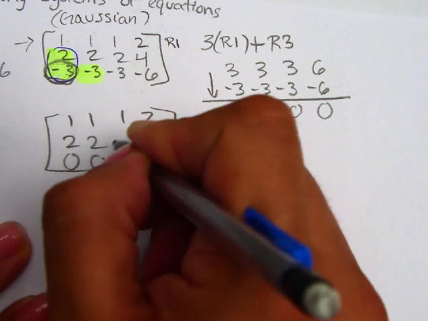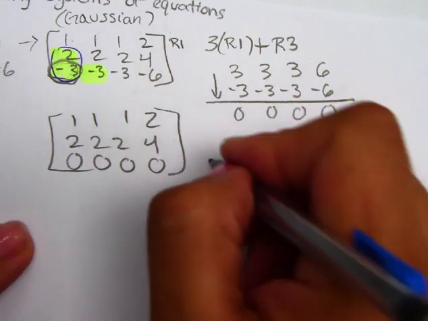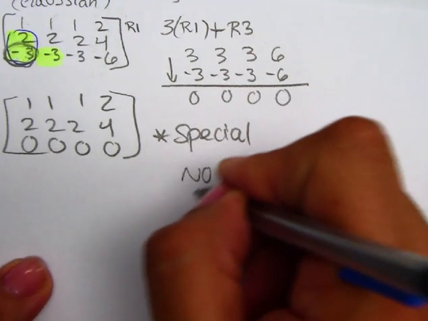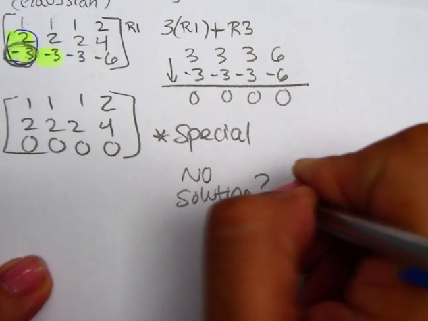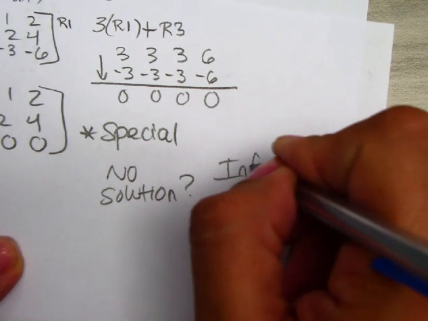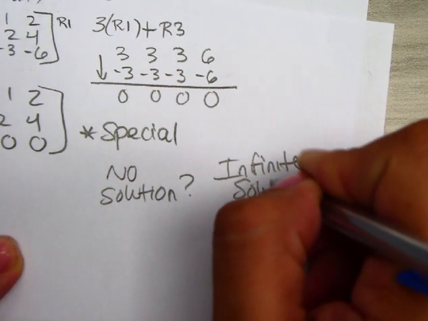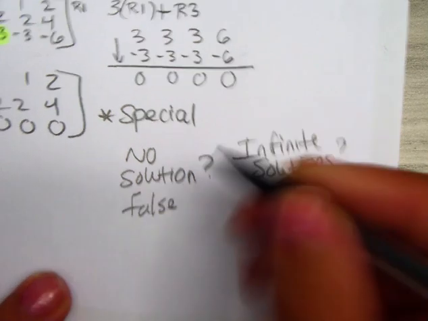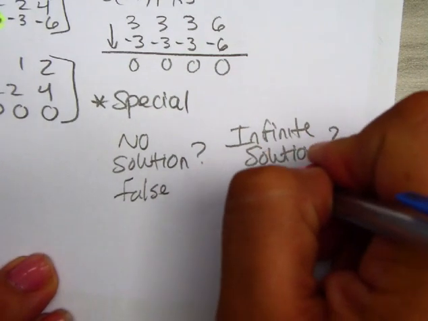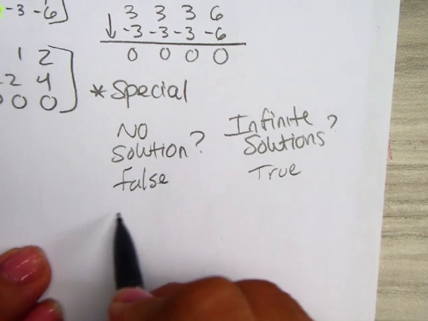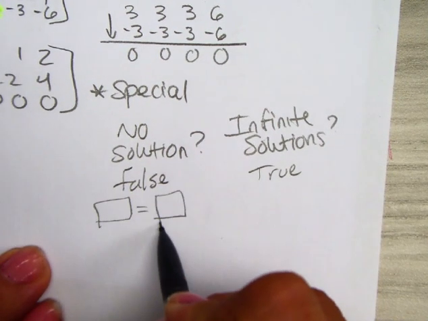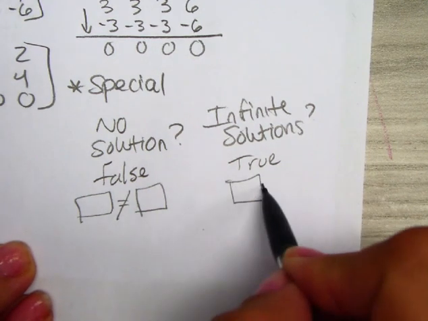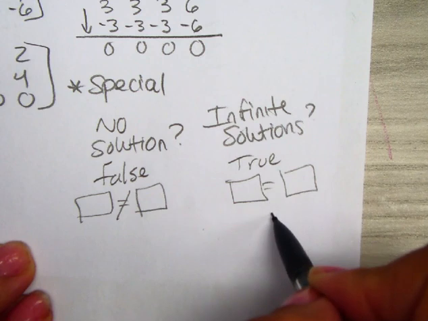We don't need to continue because this is telling you that this is one of the special solutions. And it's either going to be no solution or it's going to be infinite solutions. And the way you can distinguish them is by asking yourself if you have a false mathematical statement or a true mathematical statement. True means that something equals something, and false means that these are not equal. True means that something equals something, and these are equal, so that checks.